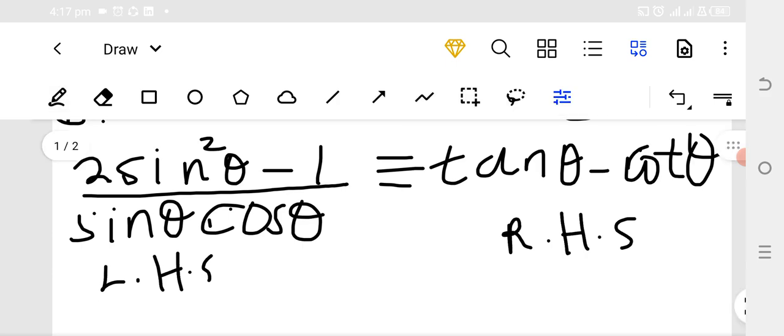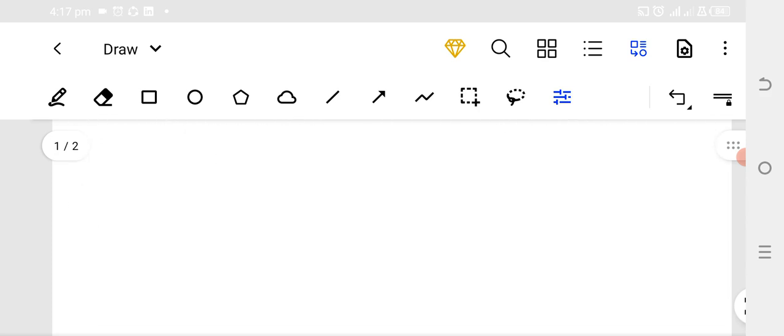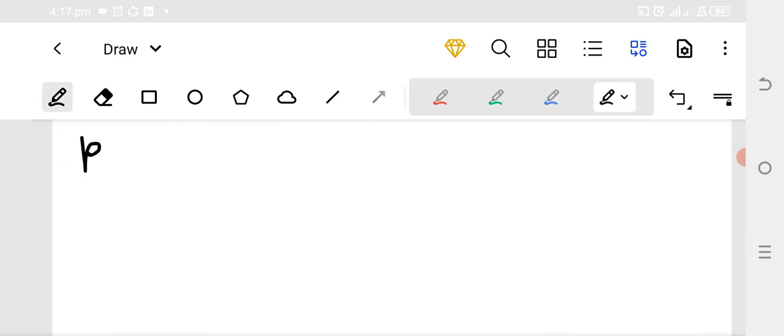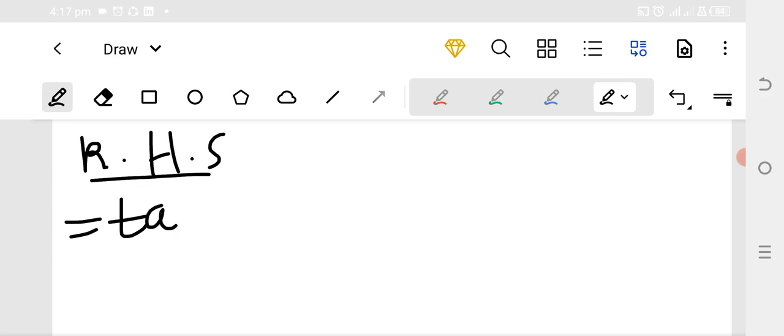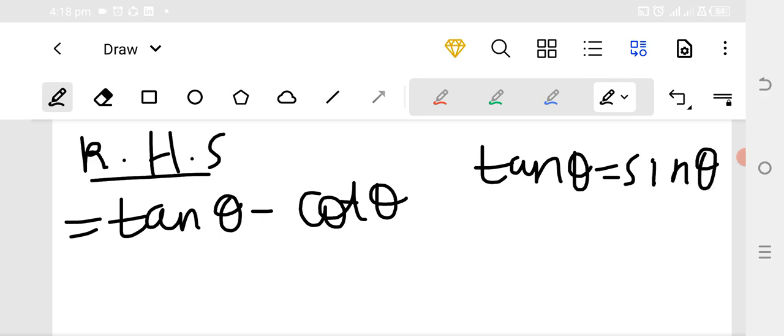So the first step is you pick the side of the equation, and I'm going to pick the right-hand side and write the identity on the right-hand side. So I'm going to say RHS, I underline, is equal to tangent theta minus cotangent theta. And then you need to know the identity tangent theta is equal to sine theta divided by cosine theta.